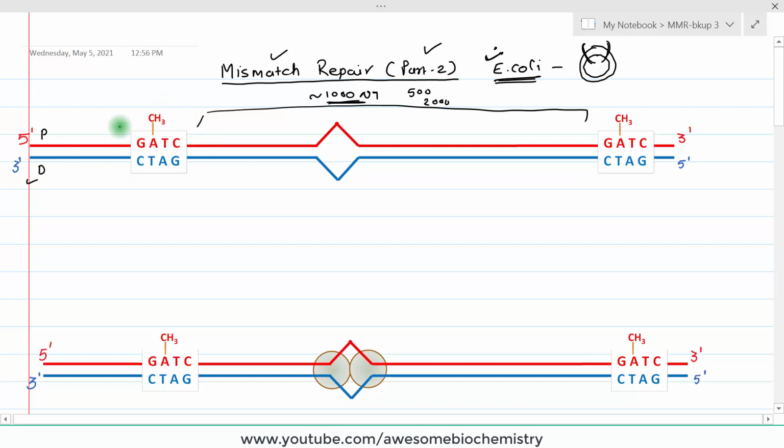And this is the peculiarity by which E. coli's enzyme system is able to identify which one is the parental strand and which one is the daughter strand. So in our case, this red DNA strand is the parental strand, and this blue DNA strand is the daughter strand. This is the 5' to 3' direction, and the opposite direction is 3' to 5'.